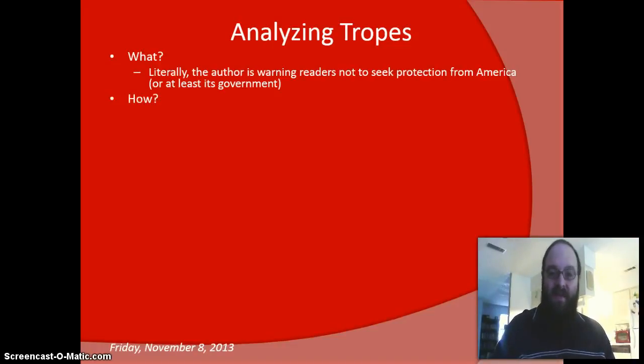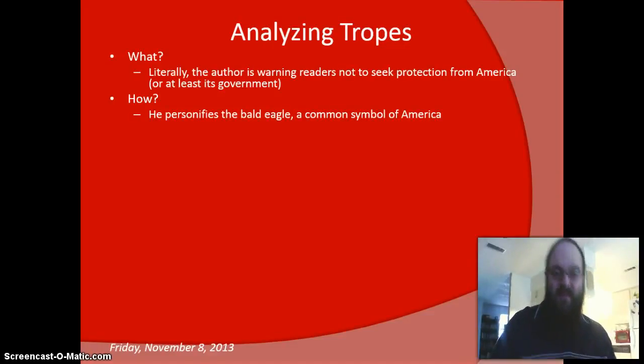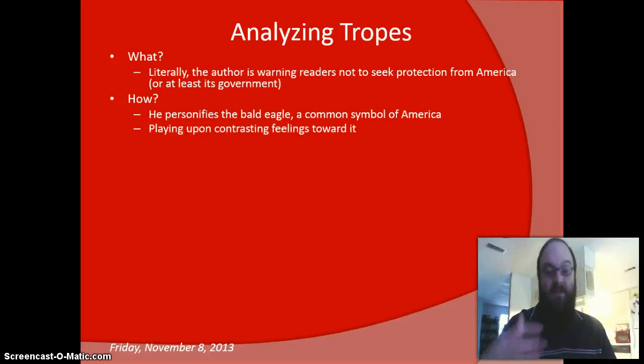How does he go about doing this? Well, I've already said it. He uses personification and symbolism. He personifies the bald eagle, which is a common symbol of America. And he's actually playing upon our contrasting feelings toward the eagle. Why is he doing this? Here's where I really get into my analysis.